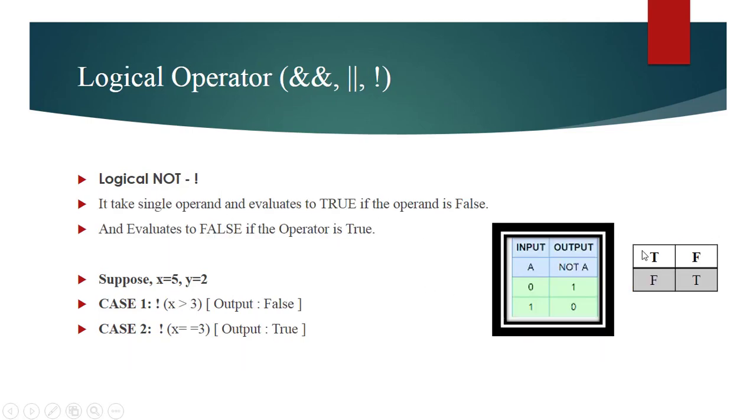For logical NOT, if you have a true value, then the output would be false. If you have a condition that is false, then the output would be true. Check this here in case 1: check whether x, that is 5, is greater than 3, that is true.